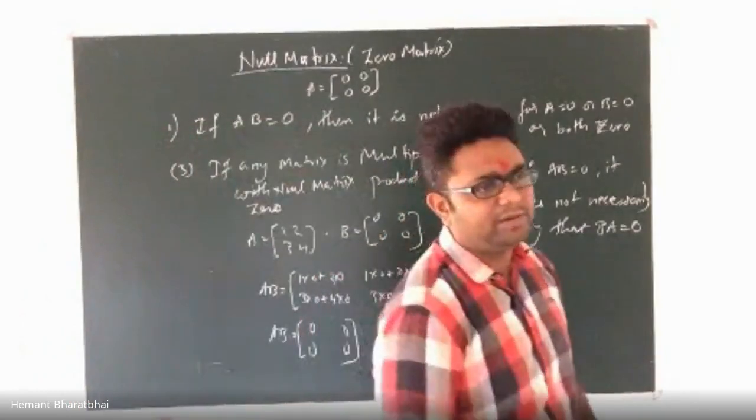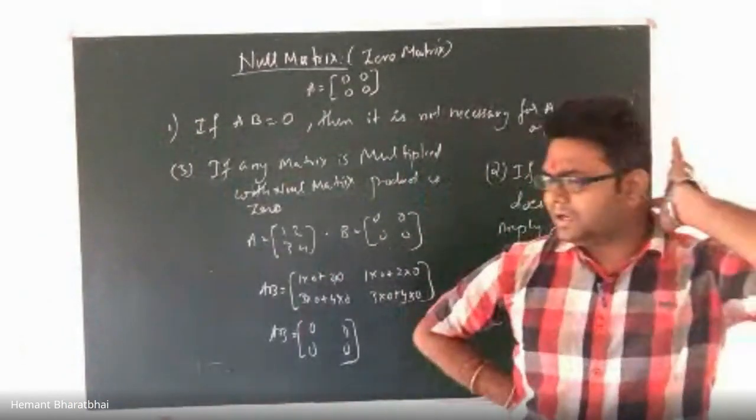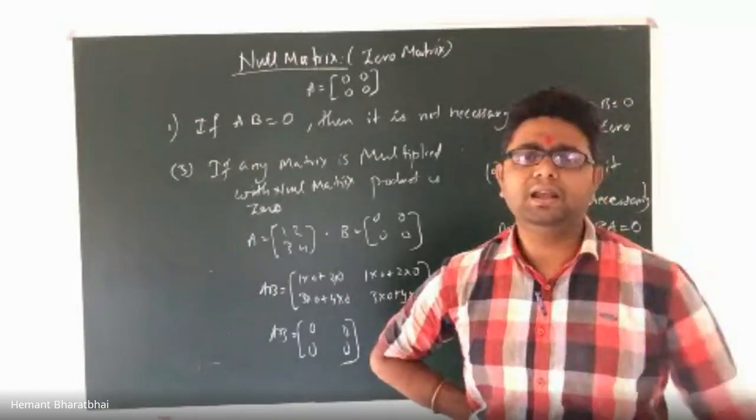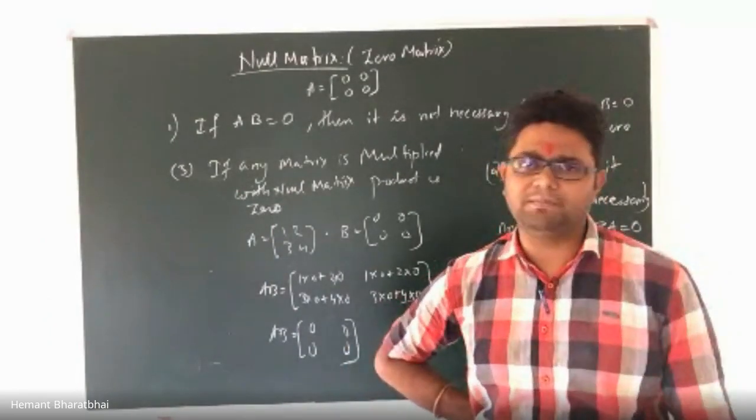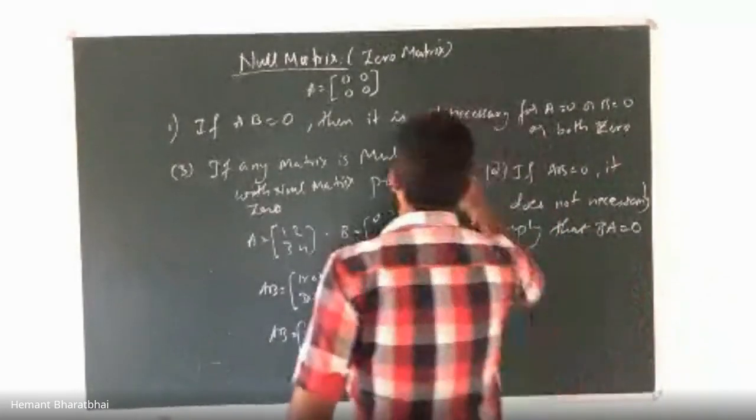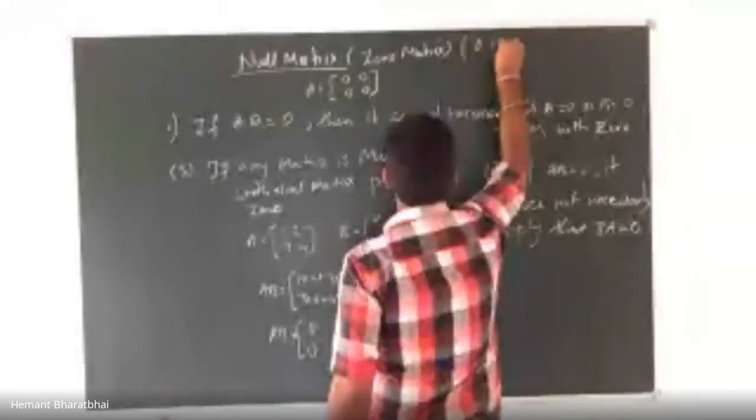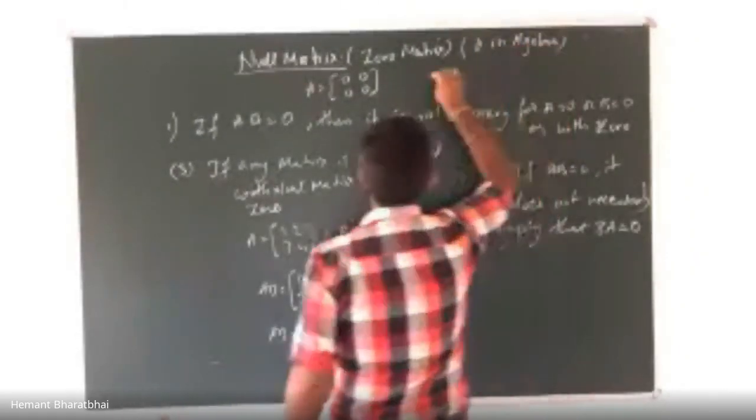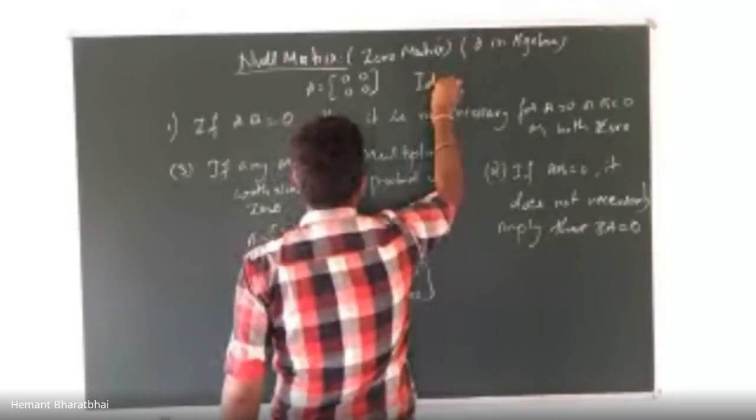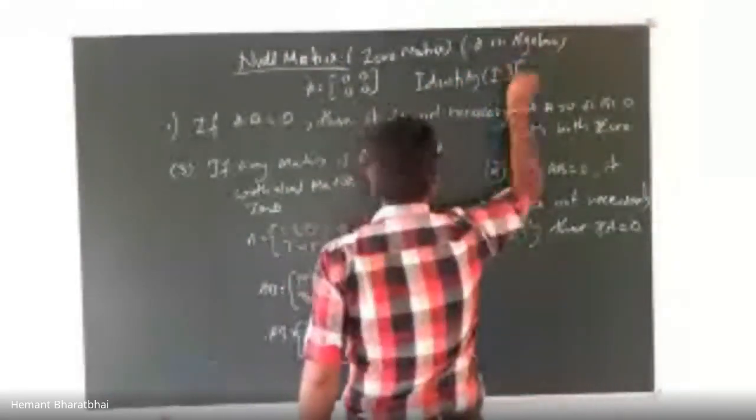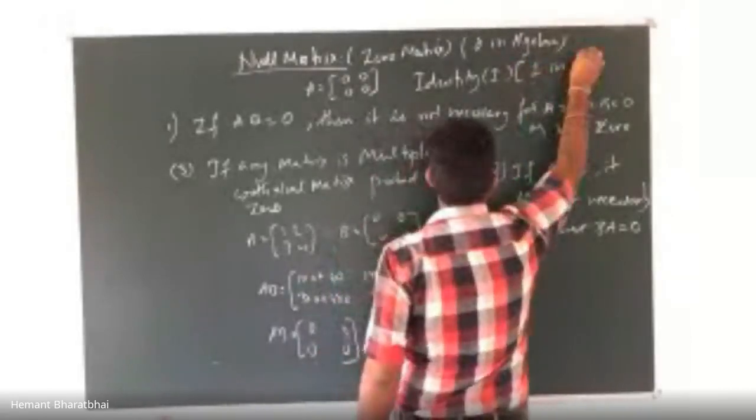Like in normal algebra, when you multiply any number with 0, you get 0. So similarly in matrices, when you multiply any matrix with a null matrix, then you get 0. So a null matrix is like 0 in algebra. And the identity matrix, which was denoted by I, is like 1 in algebra.